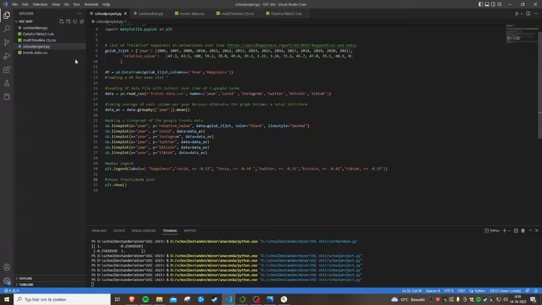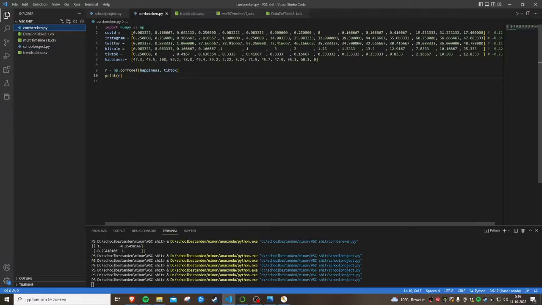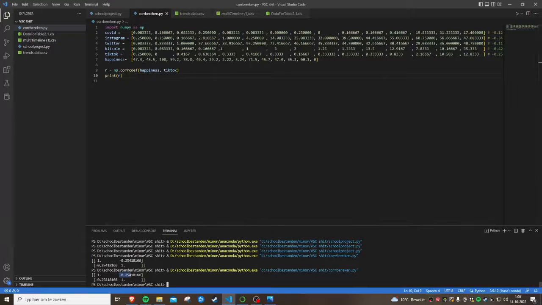And I can show how I calculated the correlation. It was actually quite easy. I just put in the lists I made before, and then I calculated the correlation by just a simple function. Okay. So this is the correlation of happiness to TikTok.